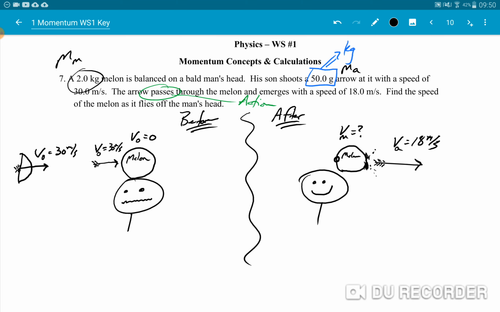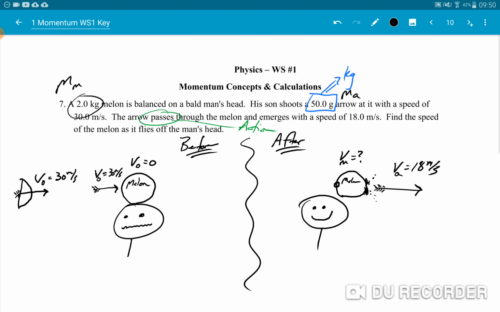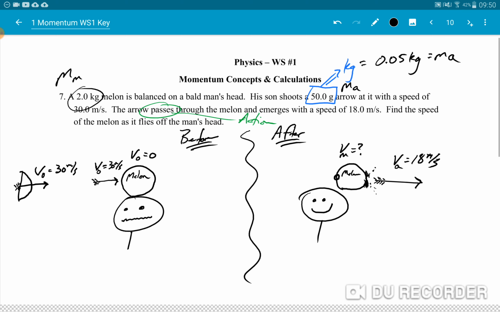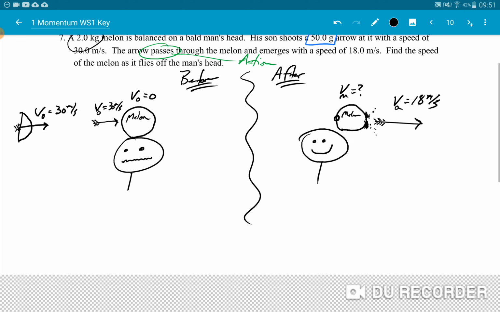Oh, but let's go change that to kilograms. So I know that there's 1,000 grams in a kilogram. Kilo means 1,000, so I just take that and divide it by 1,000. I can do that in my head because that's 3 zeros on that 1,000, so I just move that decimal place over 3 times there, and I get 0.05 kilograms for the mass of that arrow there. Okay. Find the speed of the melon after it flies off the man's head.